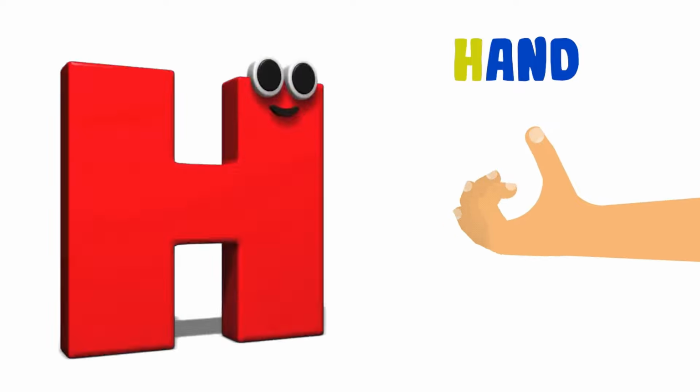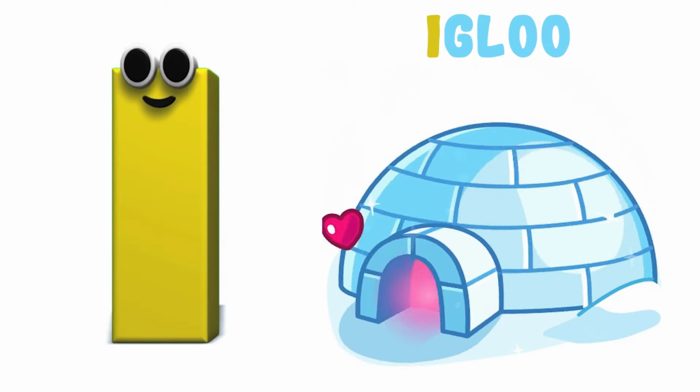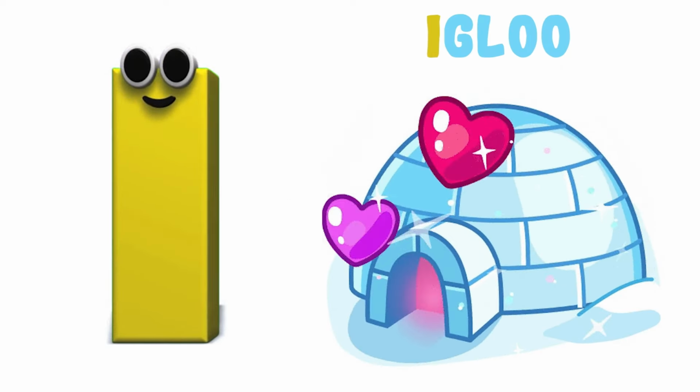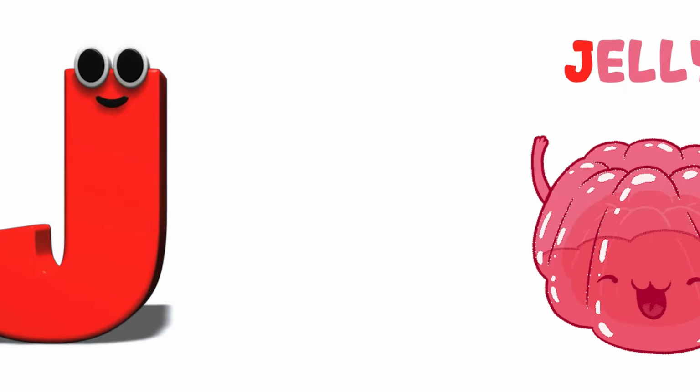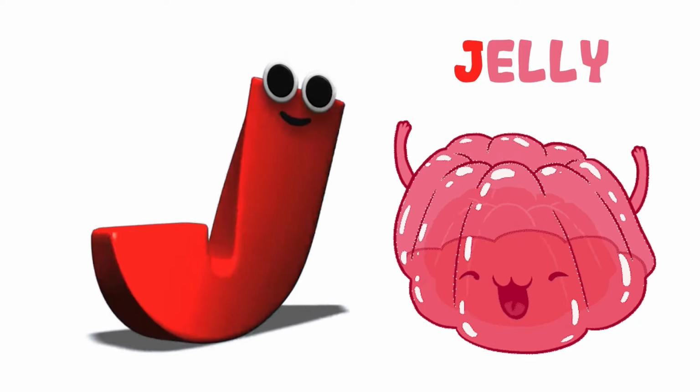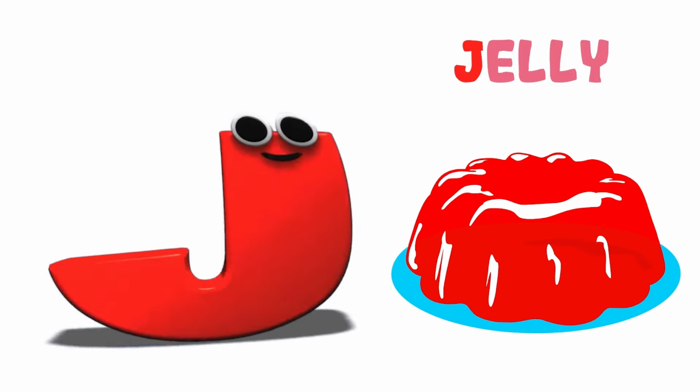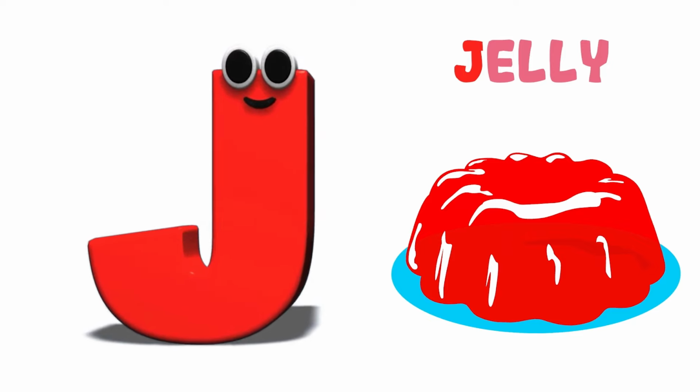H, hand. I is for igloo. I, I, igloo. I, igloo. J is for jelly. J, j, jelly. J, jelly.